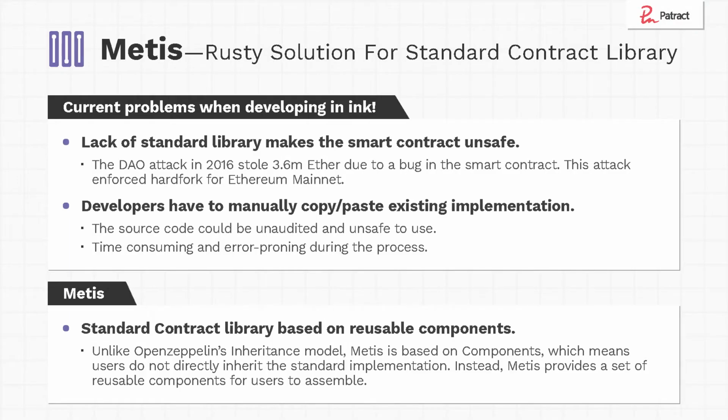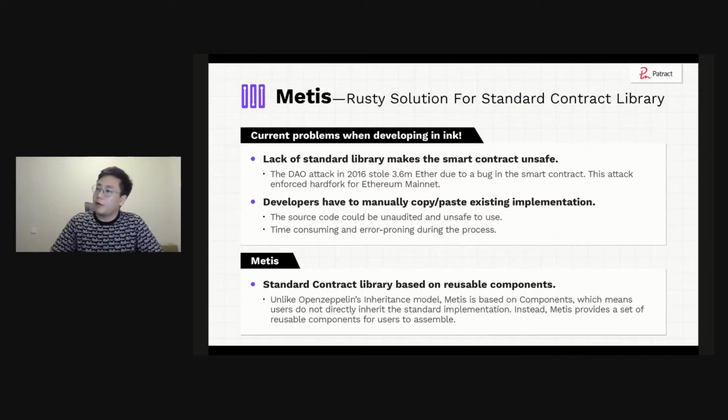So as I mentioned before, to solve the problem of people right now having to copy and paste code, we have Metis. We call it the Rusty solution for a standard contract library. The current problem when we're developing Ink is that we lack standard libraries. A lack of standard libraries makes smart contracts unsafe.